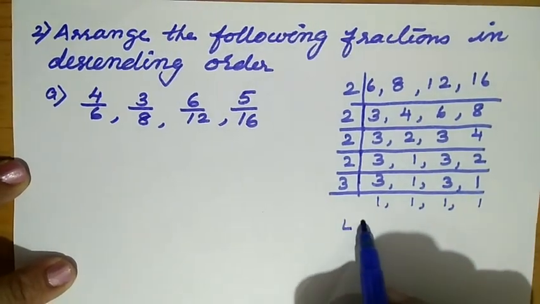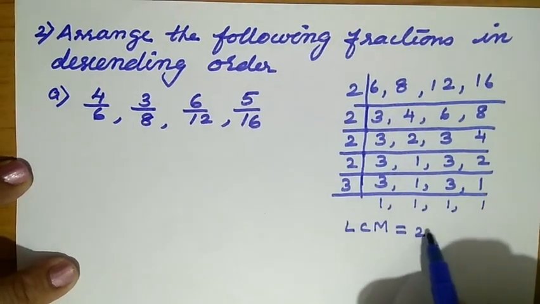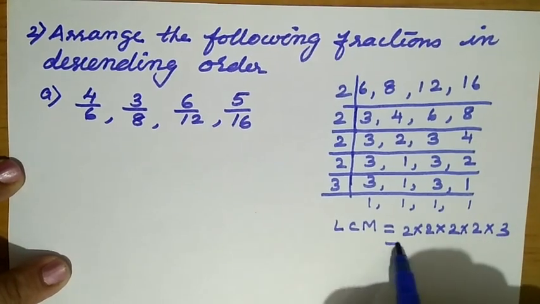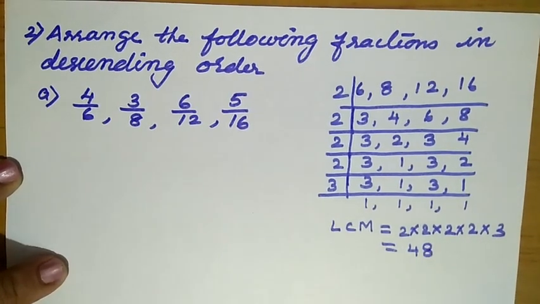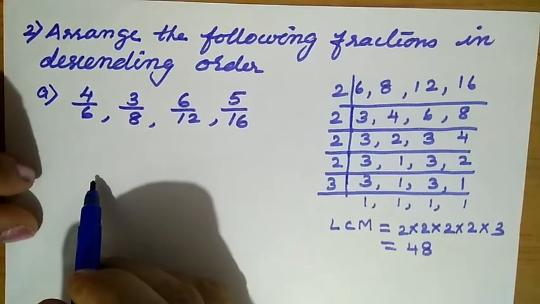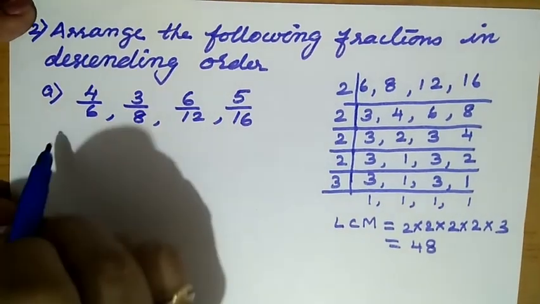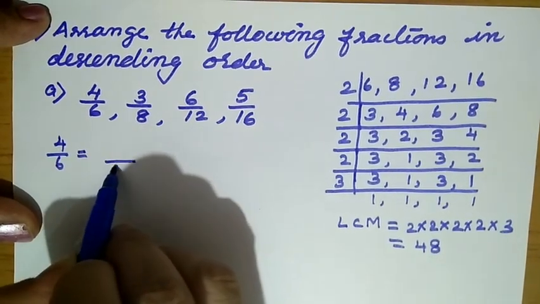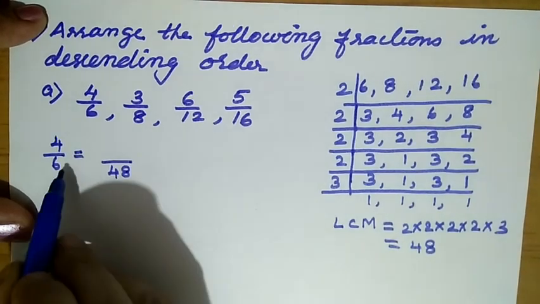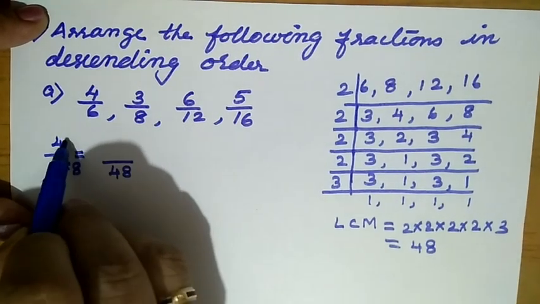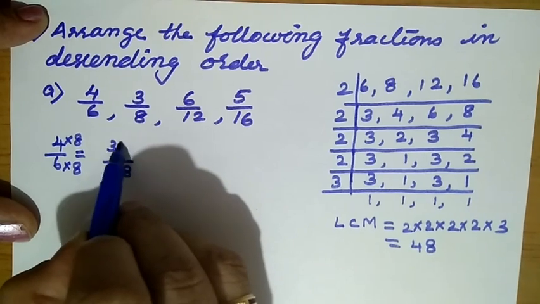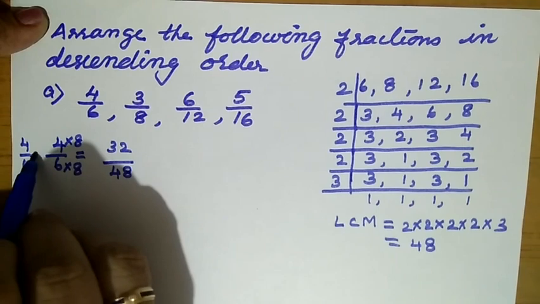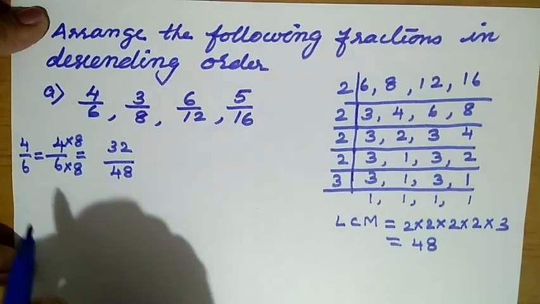LCM we have already found here. It is equal to 2 into 2 into 2 into 2 into 3. Therefore, it is equal to 48. Now, based on the equivalent fraction idea, we continue this question. The first one, 4 by 6 equals, we want the denominator as 48. So we should multiply this by 8. Here also 8, so it is equal to 32 by 48. That means 4 by 6 equals 32 by 48.